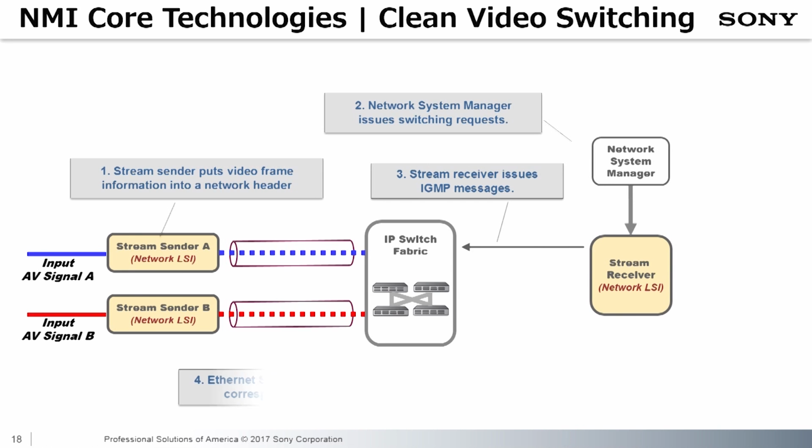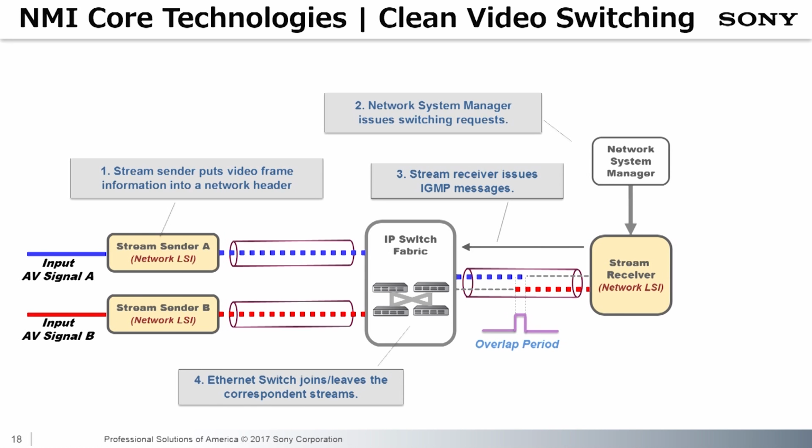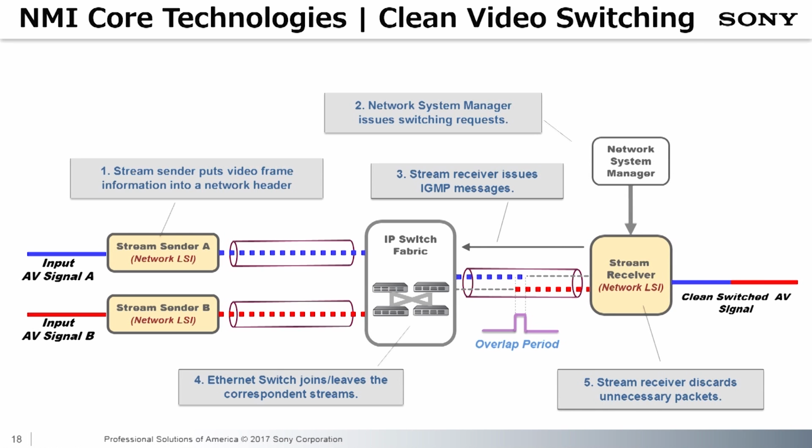What occurs is there's an overlap between signal A and signal B. And this overlap period is minute. It's at the microsecond or millisecond level. But effectively what it means is that at that one moment on the network, you will need dual bandwidth. So if input signal A and B are 1080p, 3 gigabit per second signals, in that overlap period, you will need about 6 gigabits of bandwidth to account for that overlap. Now, this is necessary to create a clean switched AV signal on the output.